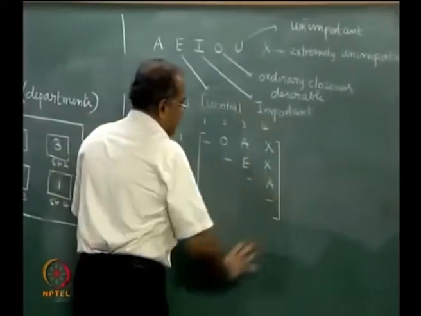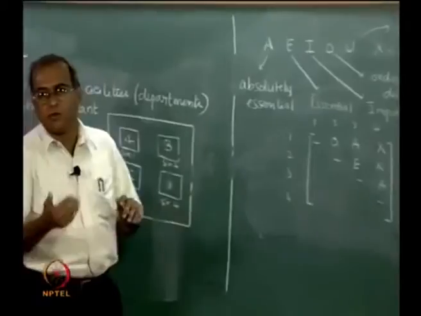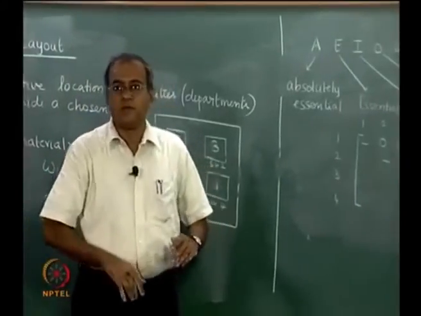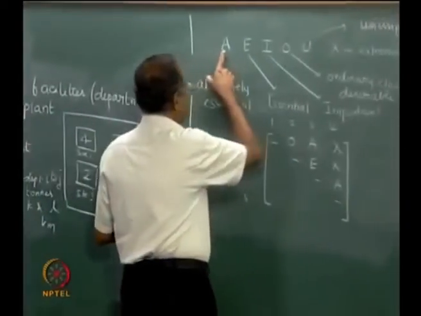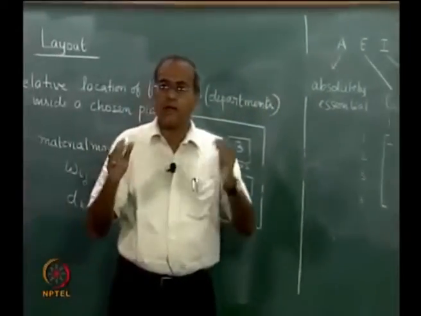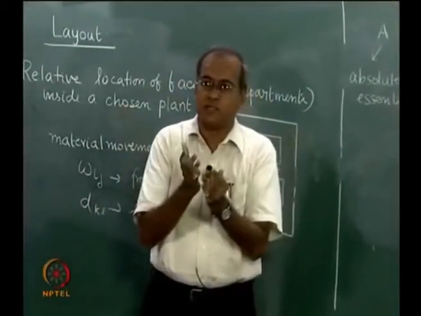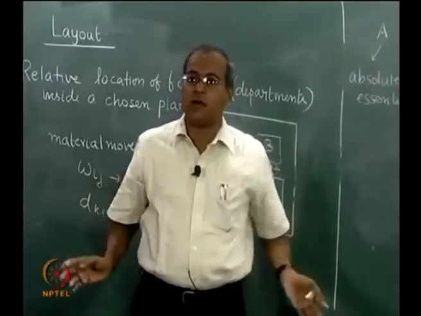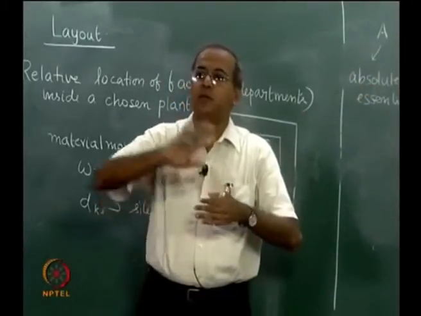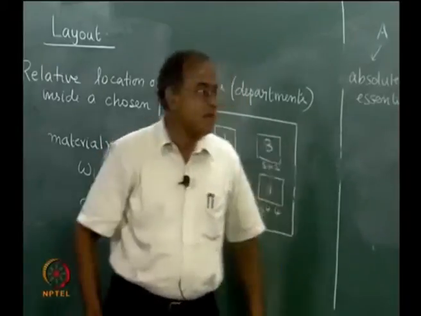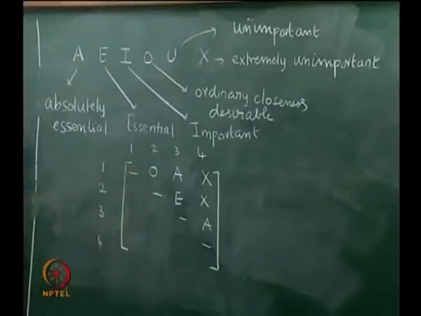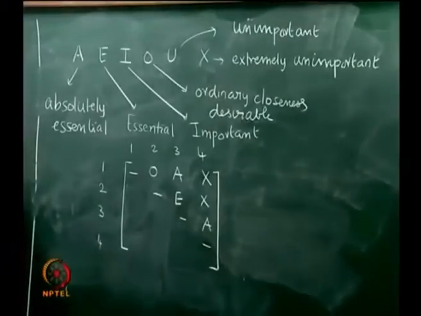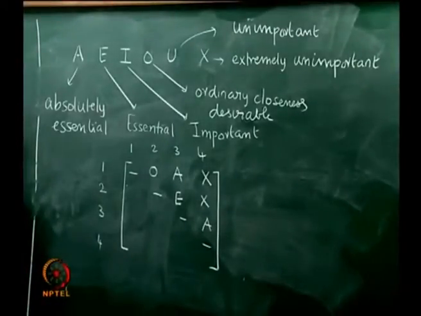So, if someone marks an A or an E or an I or an O or a U or an X, then out of these A is the biggest thing. So, if there is an A, you want these 2 to be very close to each other. If there is a U or an X, you do not want it to be close at all, you want them to be far away. Now, based on these, we could have some kind of a relative location of these departments.